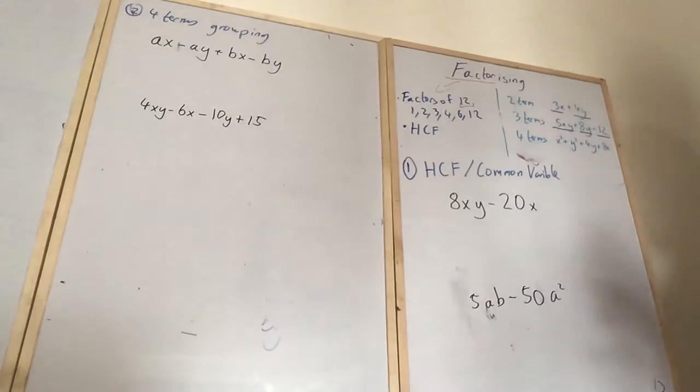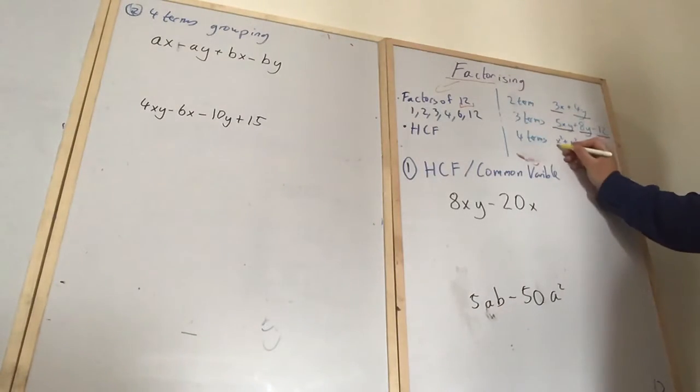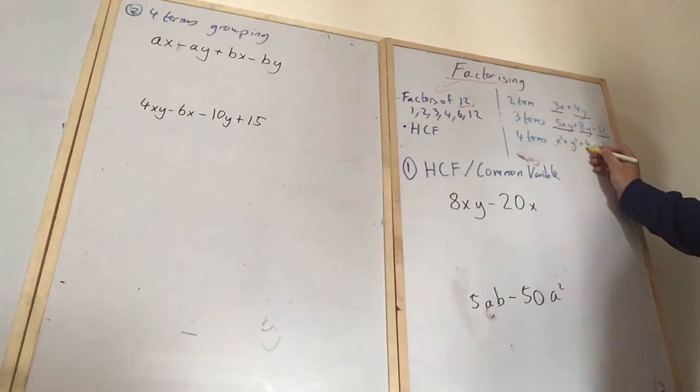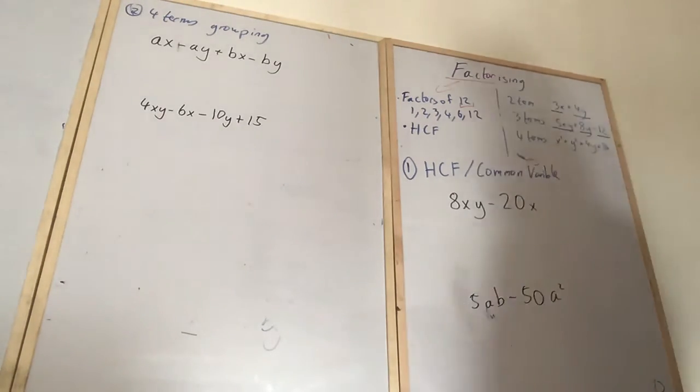So be careful of how many terms we are looking at when we are factorizing. The last one we had, x squared will be 1 term, y squared is the second term, plus 4y is the third term, and 8x is the last term.